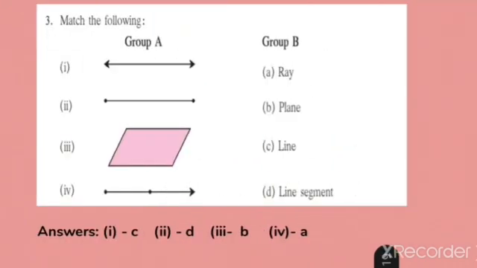Match the following. First, it has arrows at both the end. So it's a line. Second, it has points at both the end. So it is a line segment. Third, it is a flat surface. So it is a plane. Fourth, it has a point at one end and an arrow at the other end. So it is a ray.